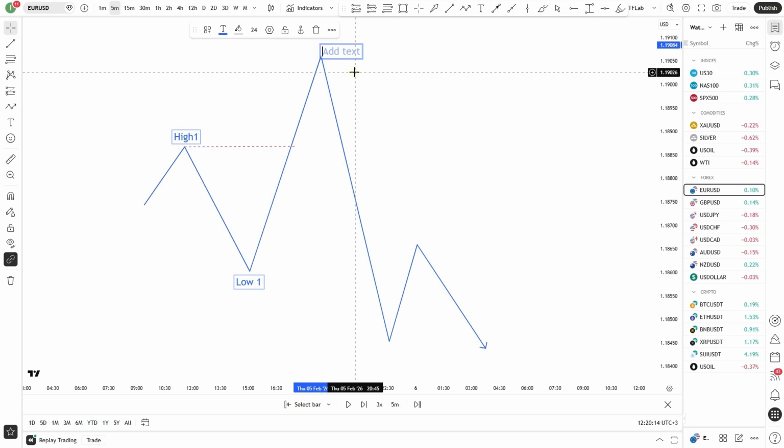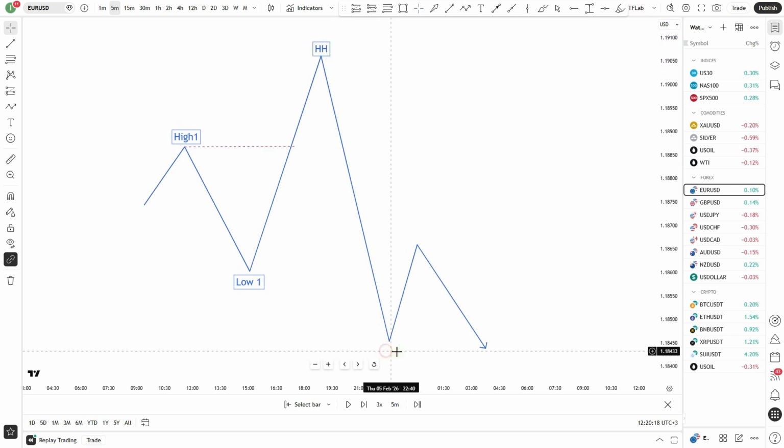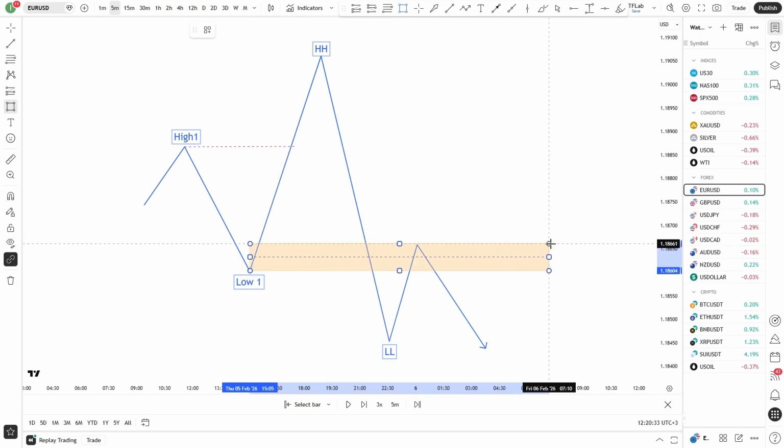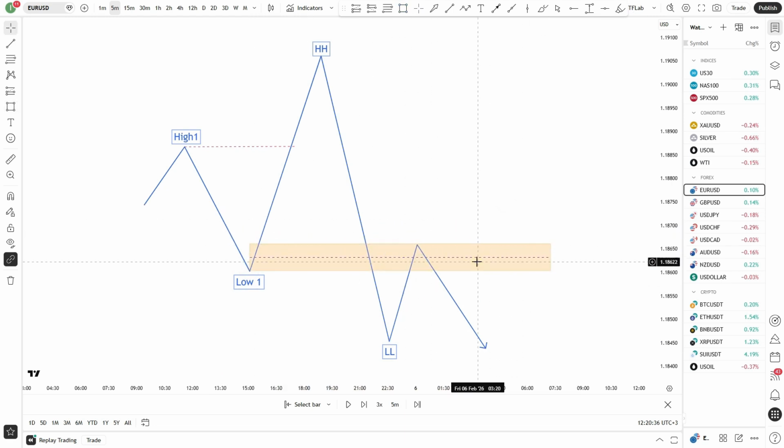So this becomes the higher high, which I have here and here as well. I'll mark the lower low for you with this symbol so you can see it. Now the price, considering that there was a block in this area, acts as a support.